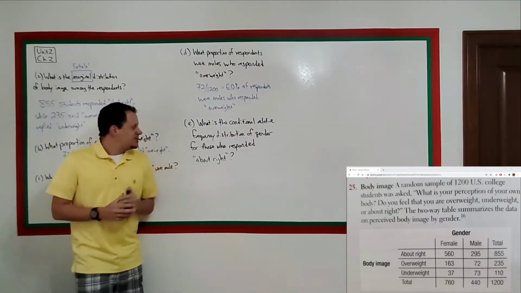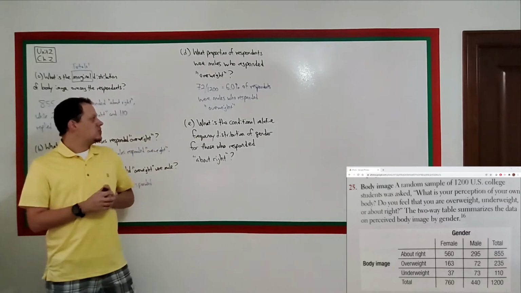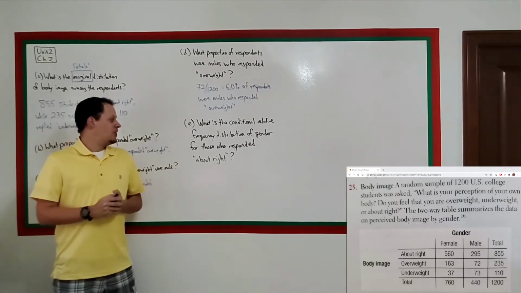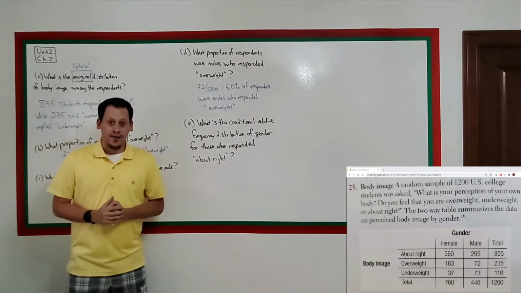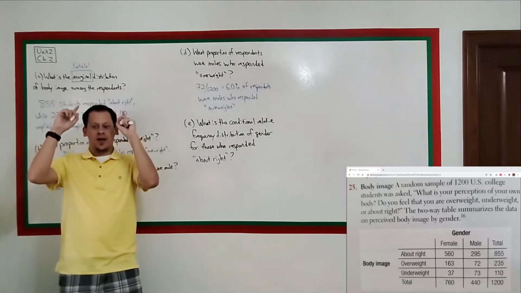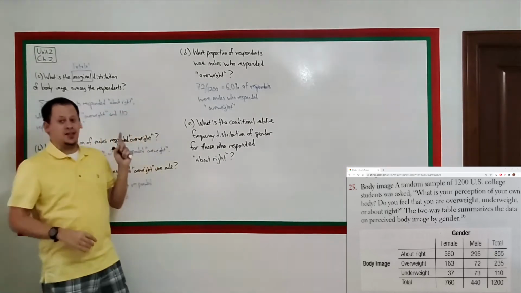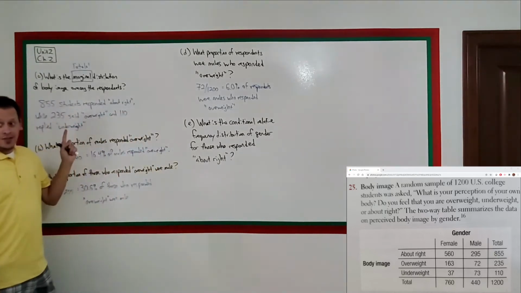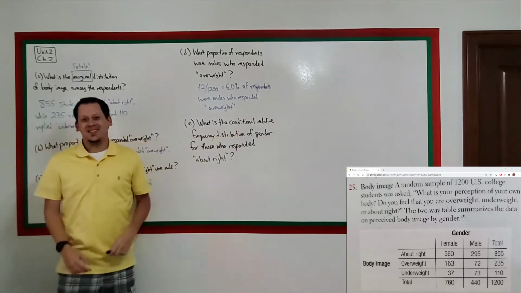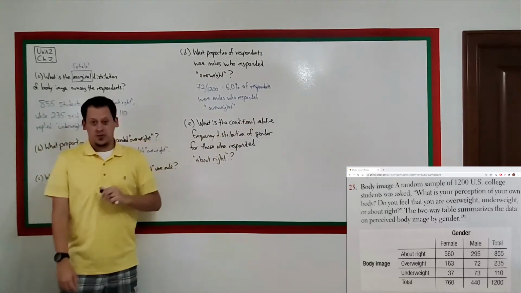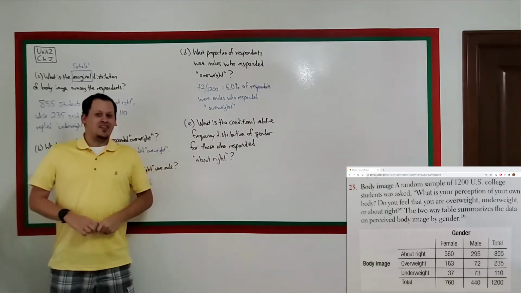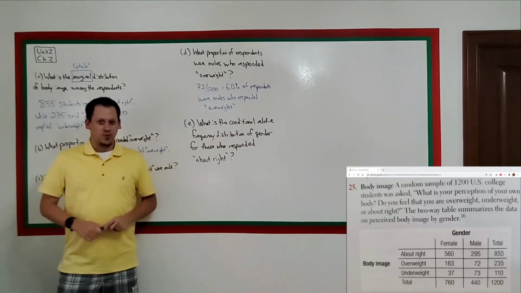Let's check out part E. What is the conditional relative frequency distribution of gender for those who responded about right? So, part A was all about marginal distribution. Those were totals. We talked about what those were. Do you remember what it means for it to be conditional and a relative frequency distribution? Give it a shot, pause that video, come back with your best guess.